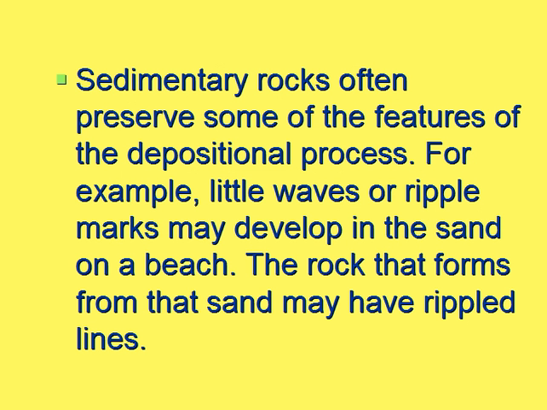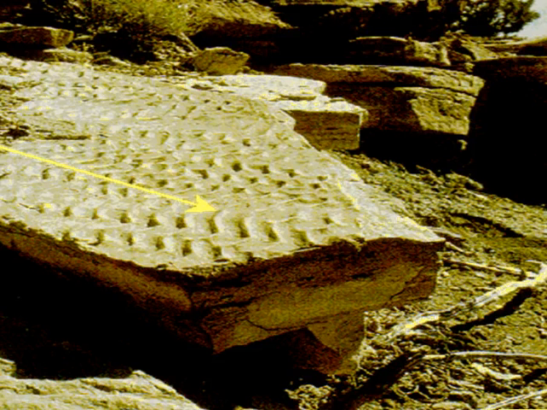Now, sedimentary rocks often preserve some of the features of the depositional process. For example, little waves or ripple marks may develop in the sand on a beach, and the rocks that form from this sand may also have those ripple lines. So for example, here there's an arrow pointing to the ripples, and you can see them pretty close in there.